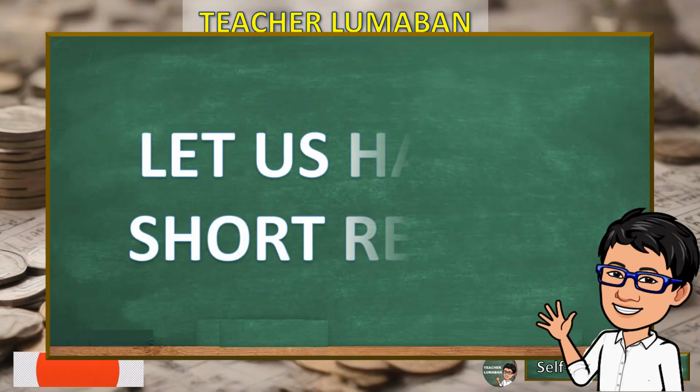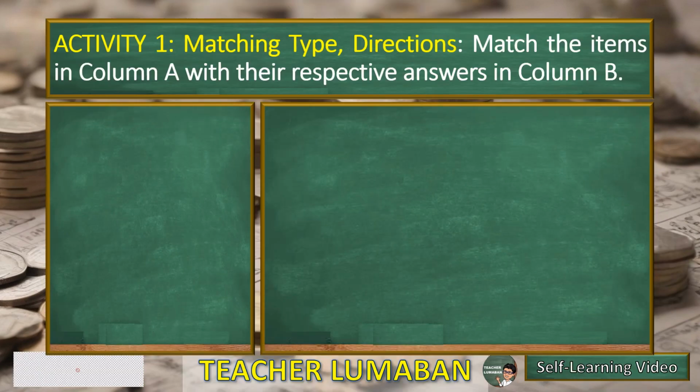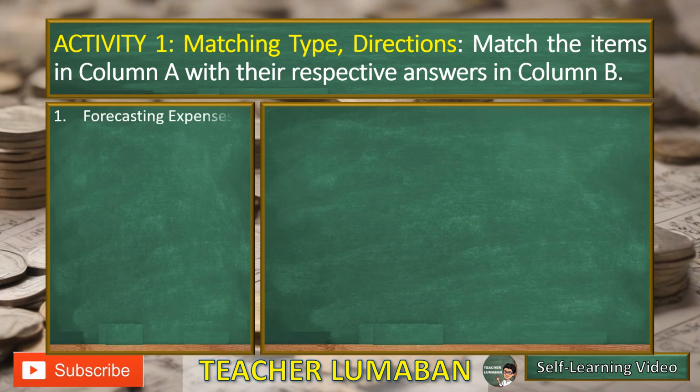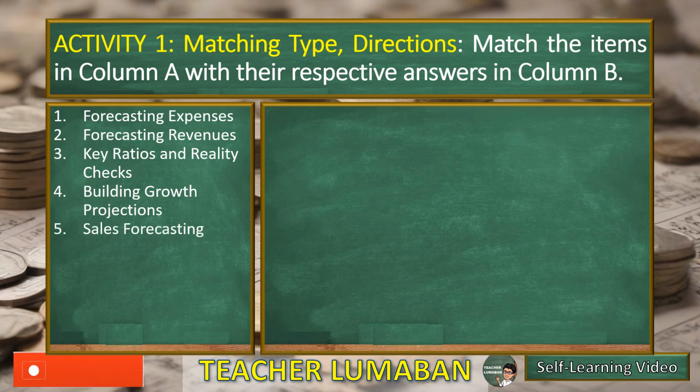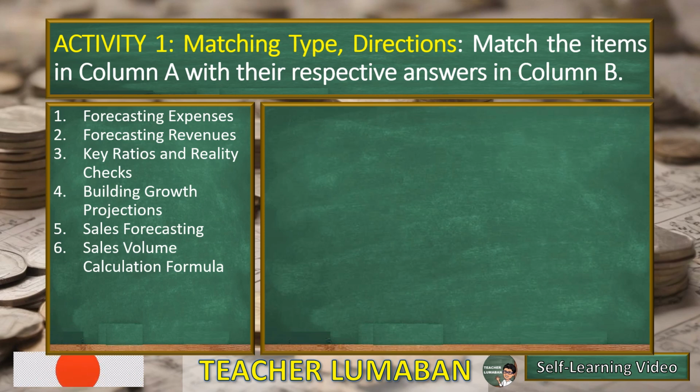Let us have a short review. Matching type. Directions: match the items in column A with their respective answers in column B. Column A. 1. Forecasting expenses. 2. Forecasting revenues. 3. Key ratios and reality checks. 4. Building growth projections. 5. Sales forecasting. 6. Sales volume calculation formula.